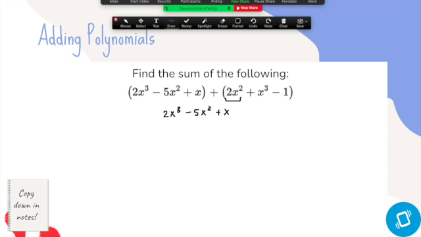and also, before we even get started on that, just a quick reminder, what is a like term? A like term has to have the same variable, which means same letter. And it also needs to have the same exponent on the variable.